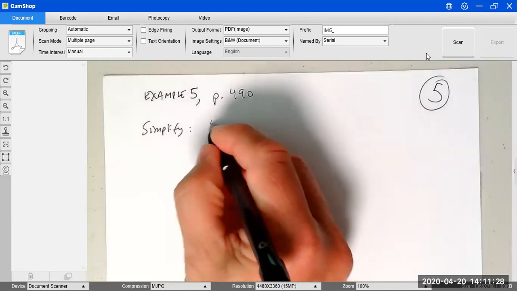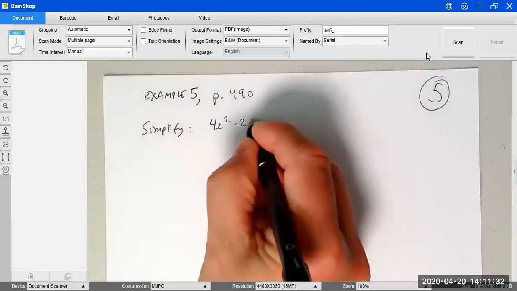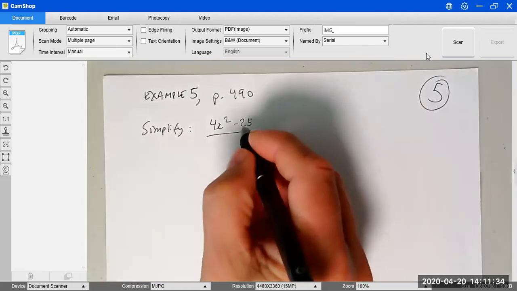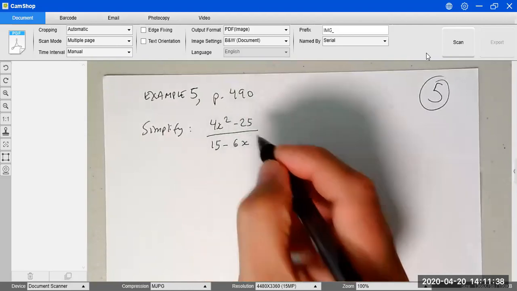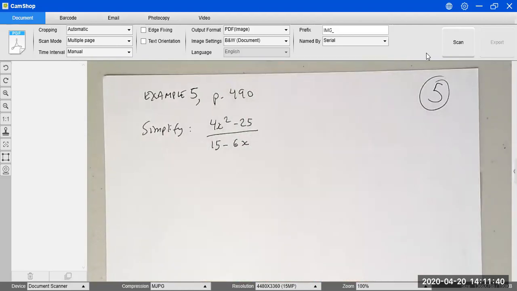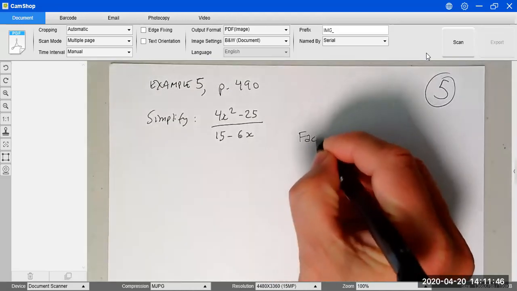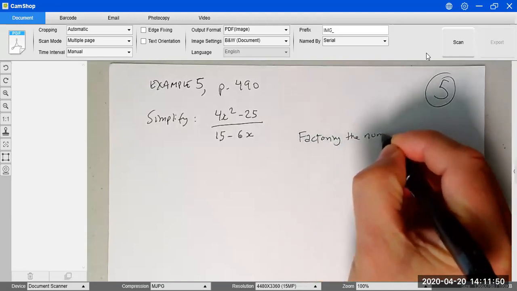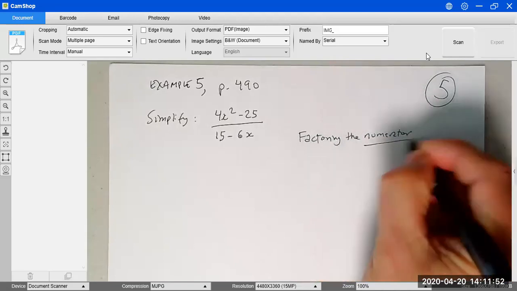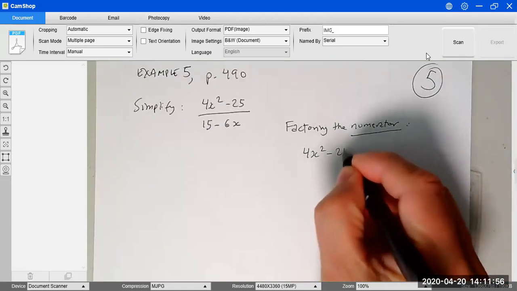4x squared minus 25 over 15 minus 6x. Okay, so let's factor the numerator. Numerator goes first. So we have 4x squared minus 25.